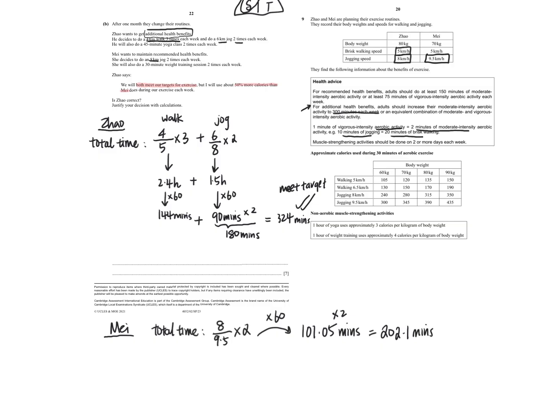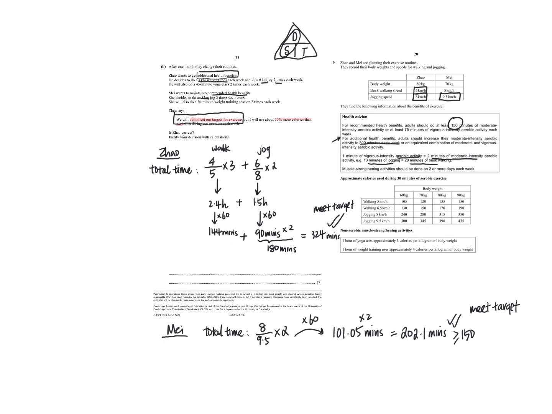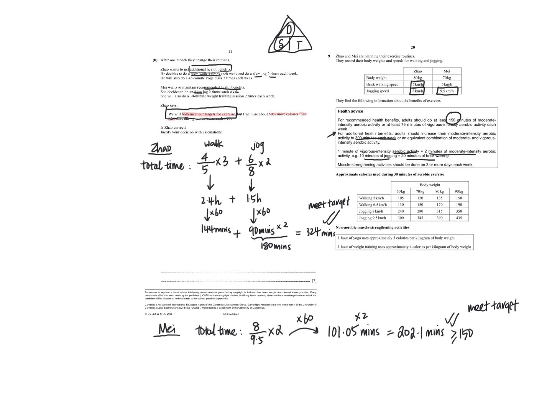So do I meet my target? She just wanted recommended health benefits, which is at least 150 minutes will do. So this one also meets the target because it's more than 150 minutes. So both of them meet the target. So this is my first check. Yes, the first statement that both meet the target is true. Now I just need to check their calories, make sure that Zhao is 50% more.